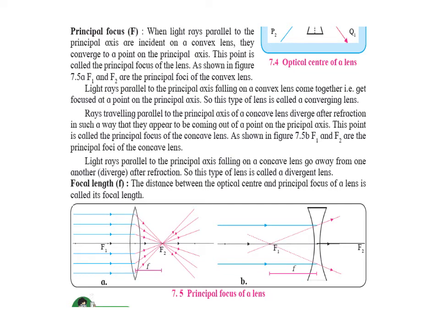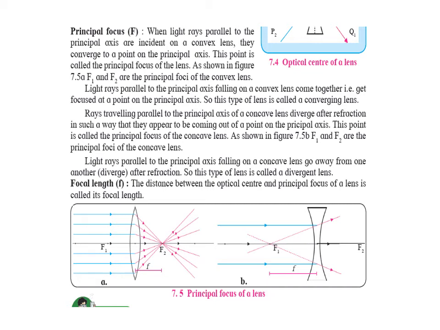Now look at the diagram A and let us understand what it means. Rays of light parallel to the axis. Look at the blue rays of light. They are parallel to the principal axis. They converge to a point. That means they fall on the lens and they get deviated according to the laws of refraction, and they converge or meet at a point F2. Now this point is called the principal focus of the lens. Similarly, if you are considering from the opposite side, then F1 becomes the principal focus.